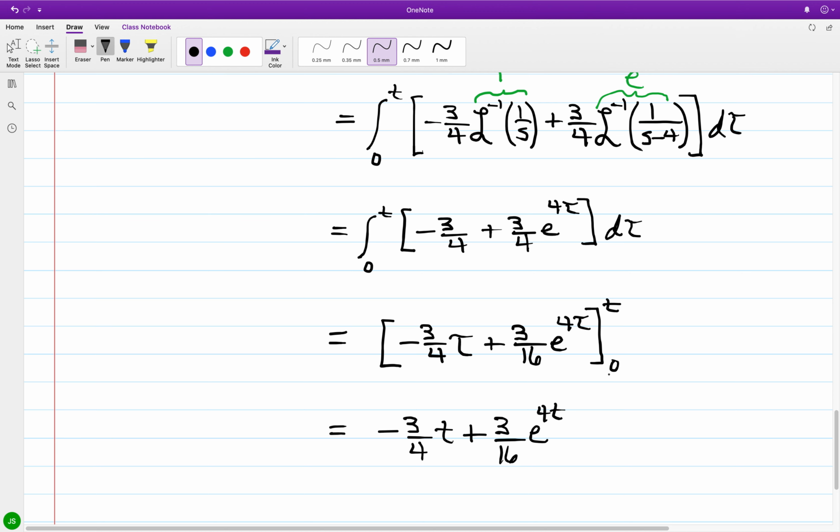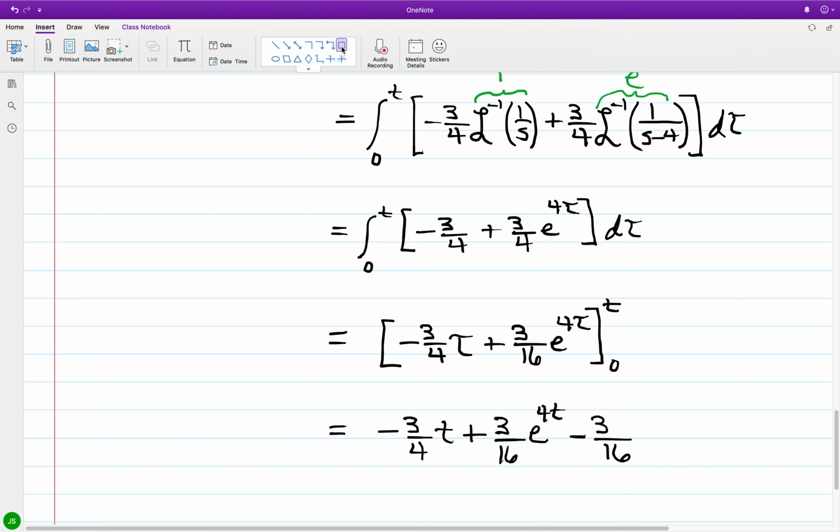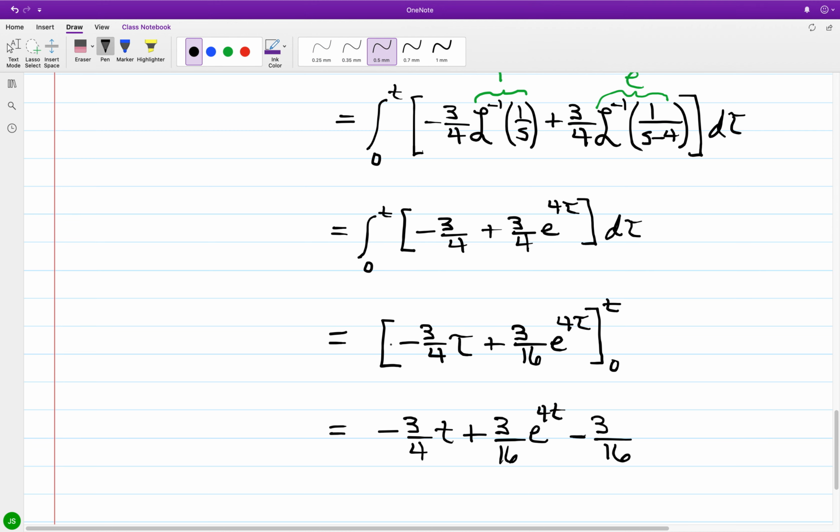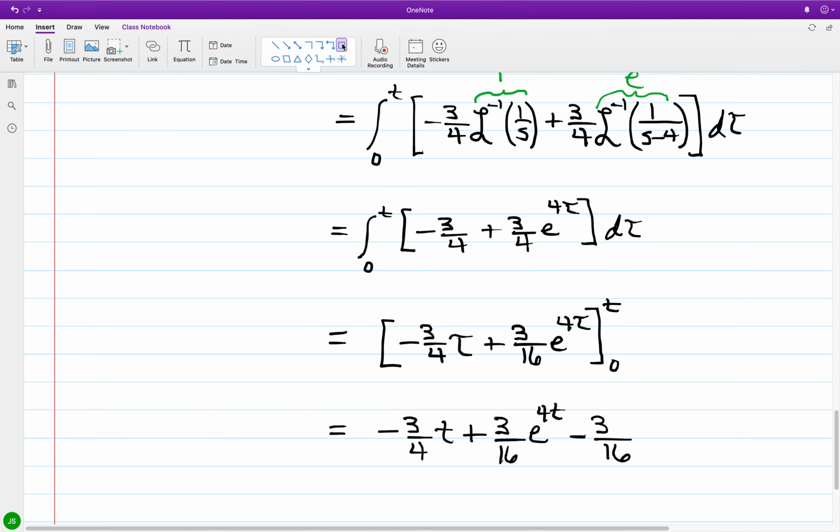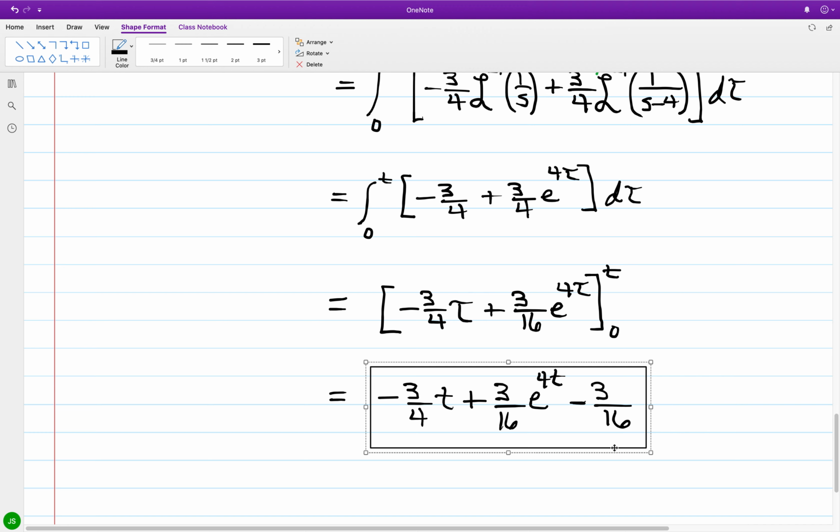Now at 0, minus negative 3/4 times 0, that goes out. And then we have minus 3/16 of e to the 0, so we have the subtraction of 3/16. So for the final result, the inverse Laplace transform of 3 over s squared times the quantity of s minus 4 comes out to this particular trio: negative 3/4 t, 3/16 of e to the 4t, and negative 3/16.